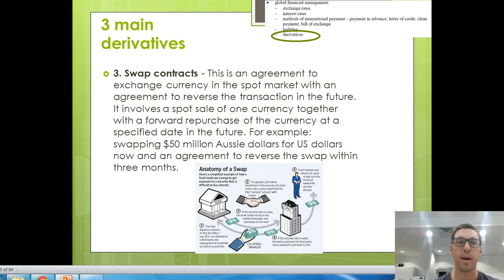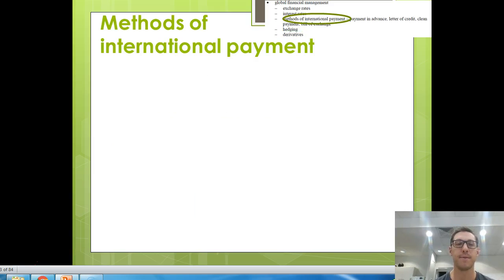And lastly, a swap contract where you agree to swap one currency for another and then unwind that transaction by swapping back. So for example, Qantas might choose to swap 50 million Aussie dollars for US dollars now, and then in 3 months' time reverse that transaction and swap the currency back. Again, there's a cost involved, but it could be beneficial to both parties if both parties want the currency of the other party in that particular contract.